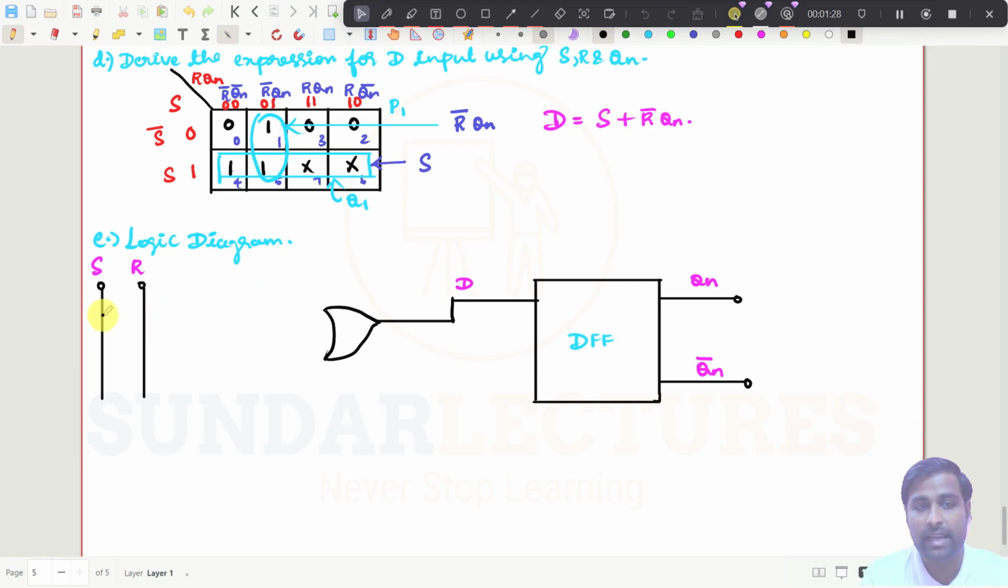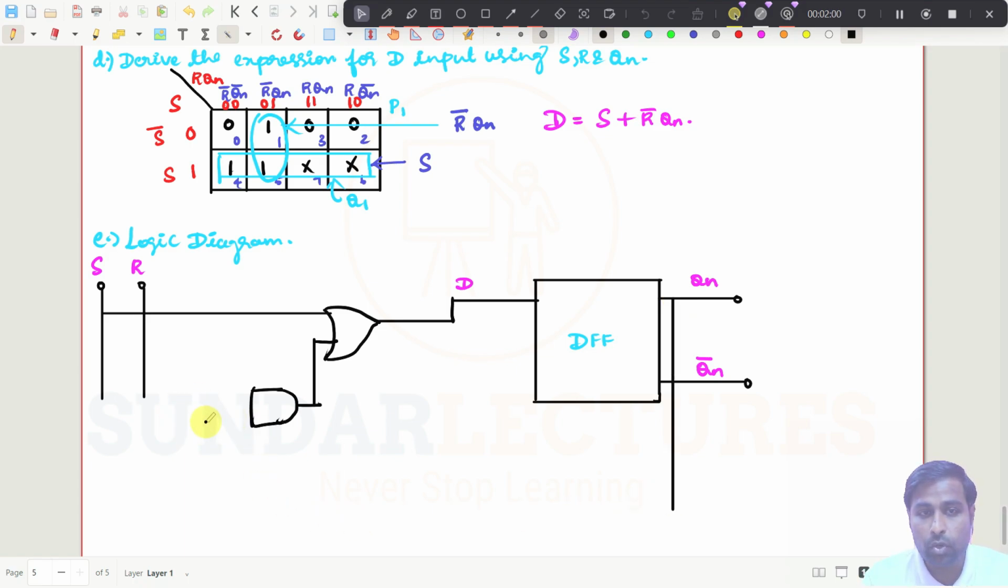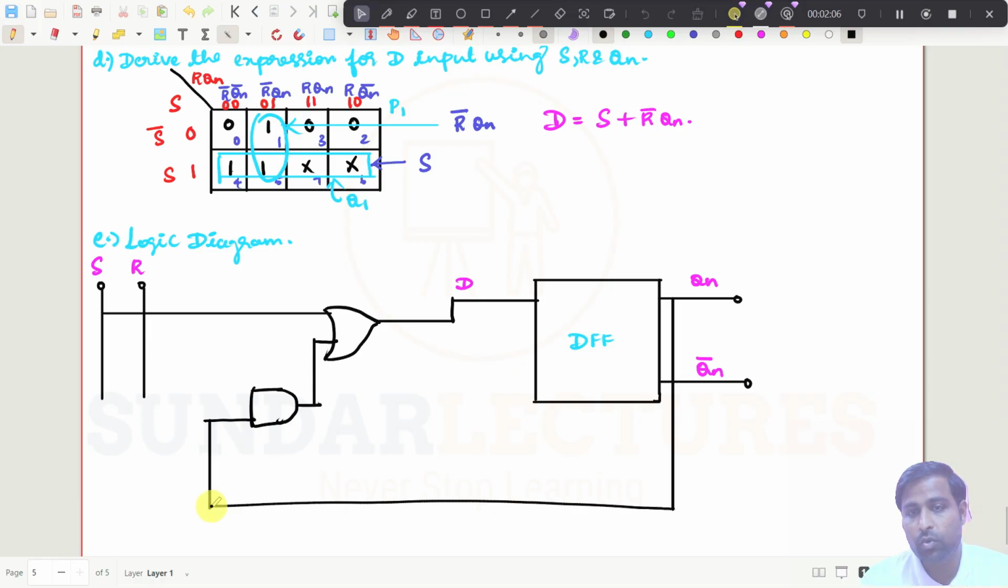And what is the one input? It is S. So straight away you can give that. And what is the other one? You need to put an AND gate here. So draw an AND gate. That should be given to one input of the OR gate. And what is the one thing? It is Qn. So this Qn should be connected as one input. So I will just take from here. So there are two inputs, right? So this input, I will just connect it to Qn.